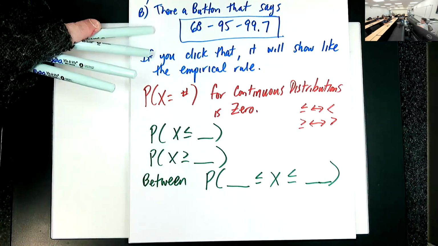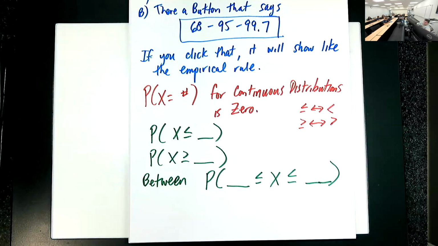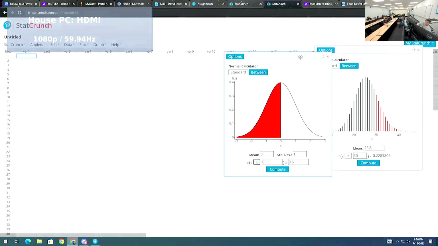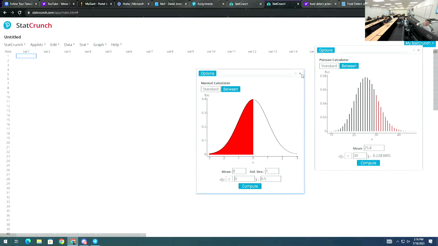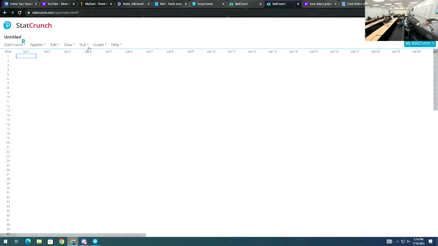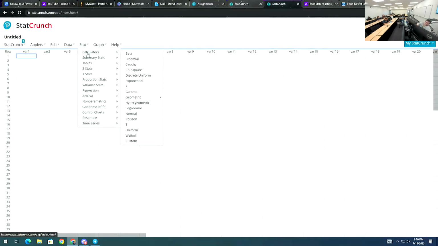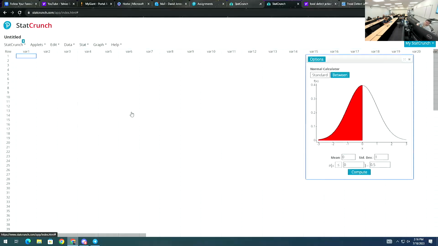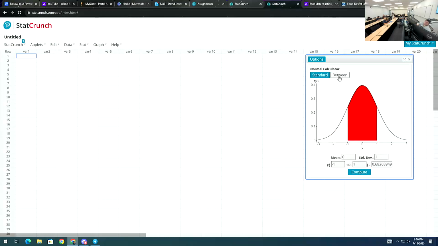So clicking on StatCrunch, and let me show it to you right now. I click stats, calculators, normal. You need the mean and the standard deviation. It defaults to standard normal, which I'll talk about in a second. But you can click on between.